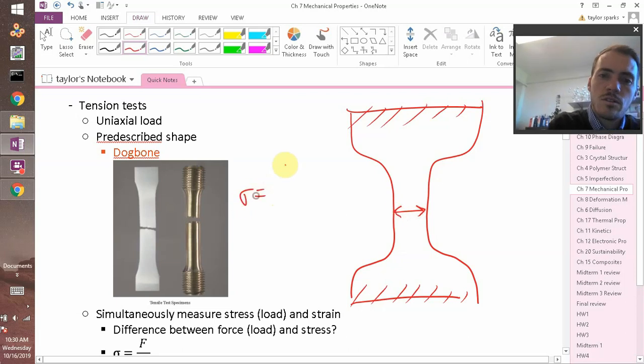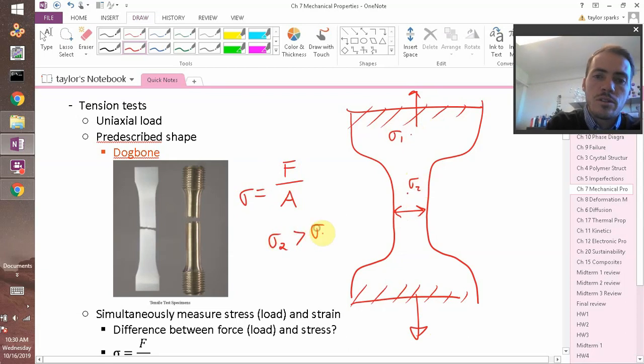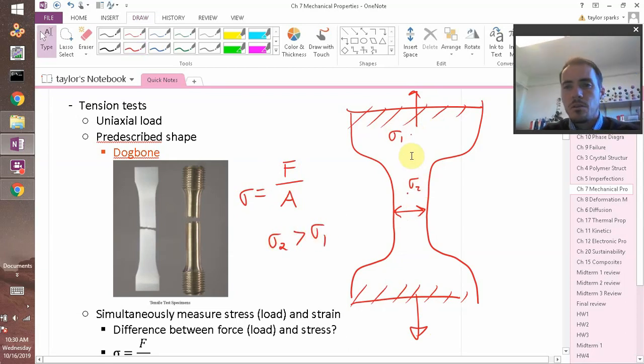Stress is defined as the force divided by the cross-sectional area. So if you're applying the same force to this thing, then the stress in this region, we'll call this stress 1 right here, versus right here, we'll call that stress 2. Stress 2 is going to be greater than stress 1 because the area got smaller, right? Here's a big area, here's a small area. So because this is at a higher stress, it should fail here in the middle, and that's what you see.